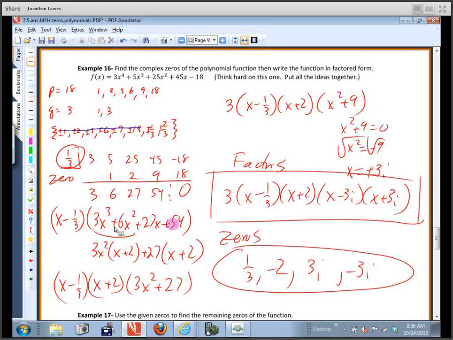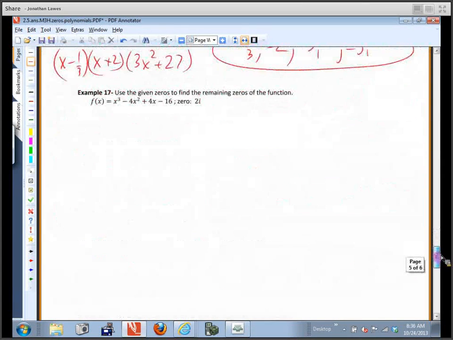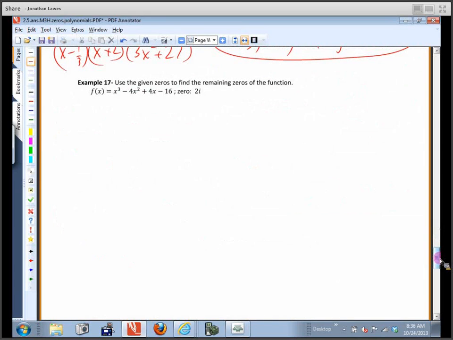Always take out the greatest common factor. Out of here, it would have been a really good idea to pull out the 3 to start with, out of all of them. That would work well. Okay, any questions? Okay, let's take a look at the next one. The instructions here are a little bit different, but they are really good because they help us out a lot.